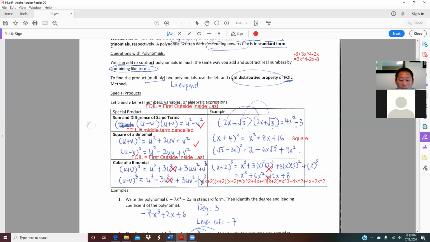And then this is going to be long. And then 4x times 2 is 8x. And then 4 times 2 is 8. And then after that, you combine like terms.